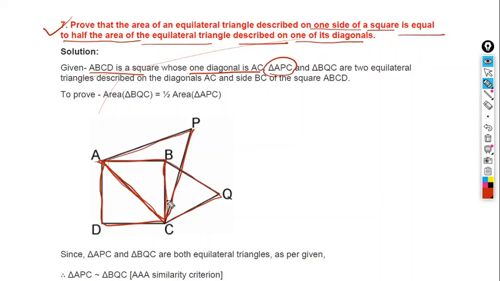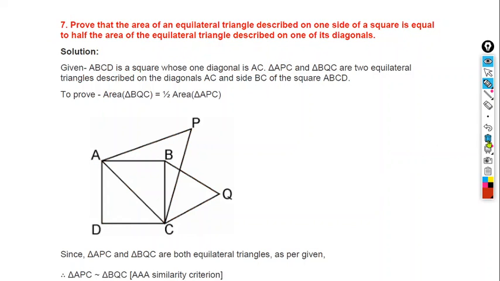Okay. Now, what we need to prove? We have to prove that area of triangle BQC is equal to 1 by 2 area of triangle APC. This is what we have to prove. So let's move to the proof section now.